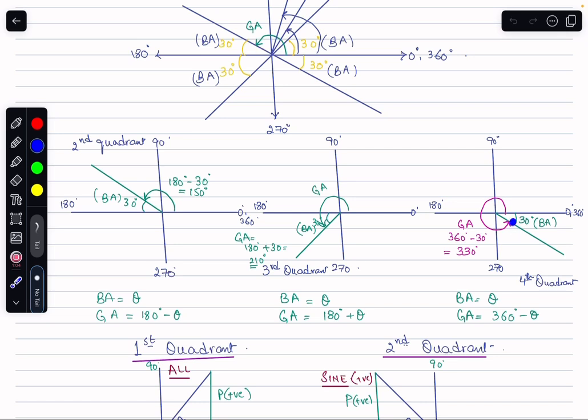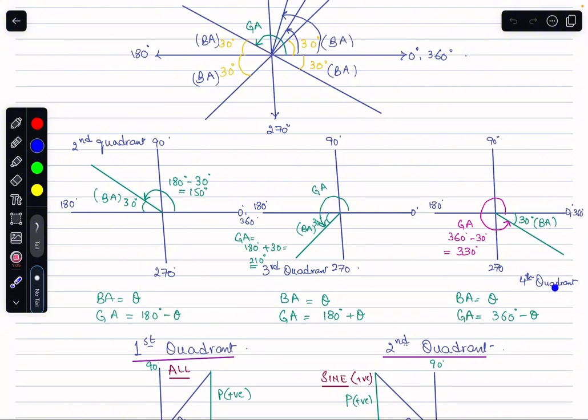And then similarly in the fourth quadrant, what we can see here is that if this is my basic angle, 30 degrees, then to get the general angle, I should say that here it gives us the complete rotation, which is 360 degrees, and the general angle is 30 degrees behind 360. Therefore, I should say it's 360 minus 30, which gives me the general angle as 330 degrees.